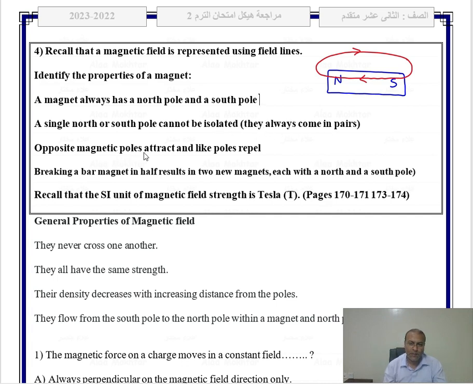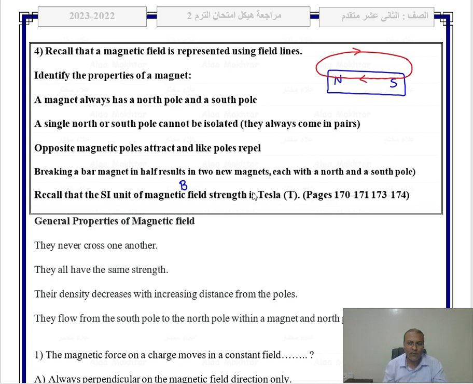Opposite magnetic poles attract and like poles repel. All of this are properties of a magnet. Breaking a bar magnet in half results in two new magnets, each with a north and south pole. Recall the SI unit for a magnetic field. The symbol of the magnetic field is B, and the unit is Tesla.